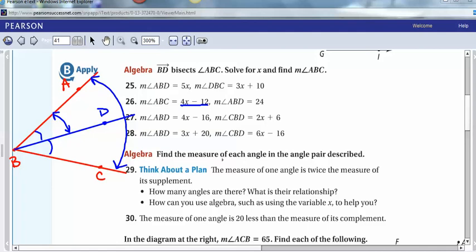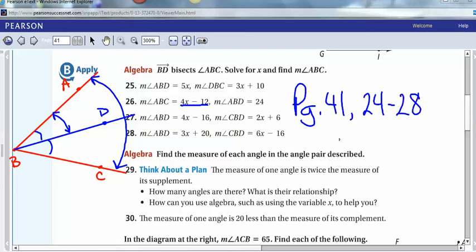Alright, if you have a question, once you start the assignment, let me know and I'll help you out. Make sure you got all of yesterday's assignment finished because there was homework last night. Okay? This is going to be on page 41. You're doing 24 through 28 today. You've also got to check headline. Okay? And the odds. Check your odds as you're doing this assignment. Any questions?